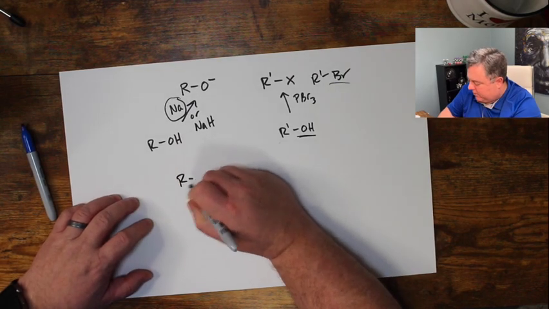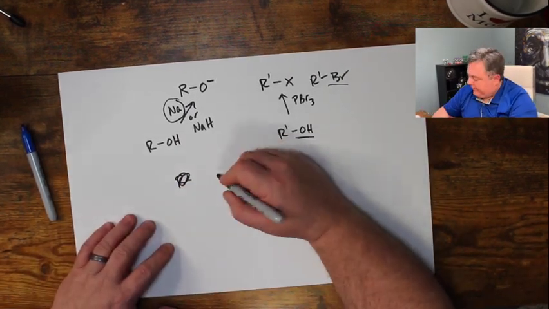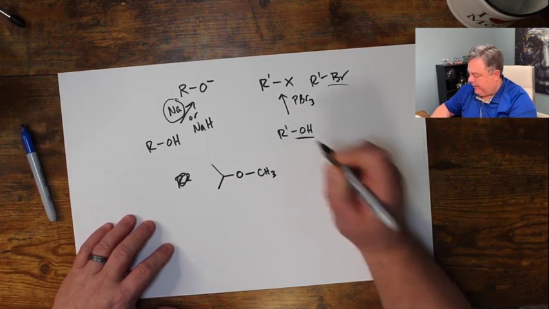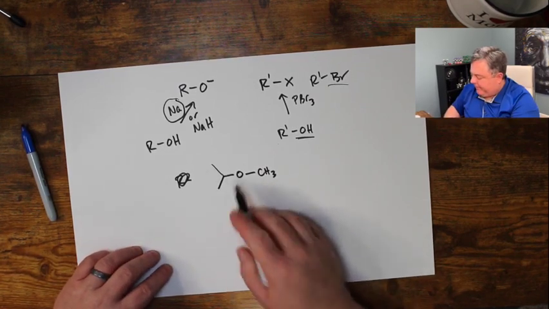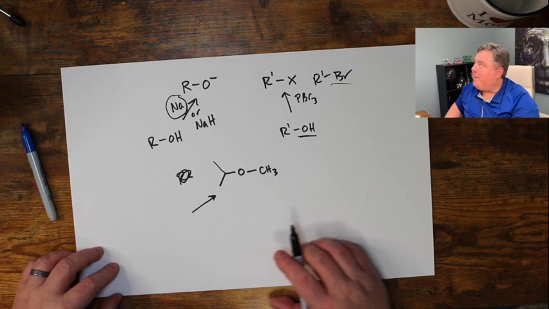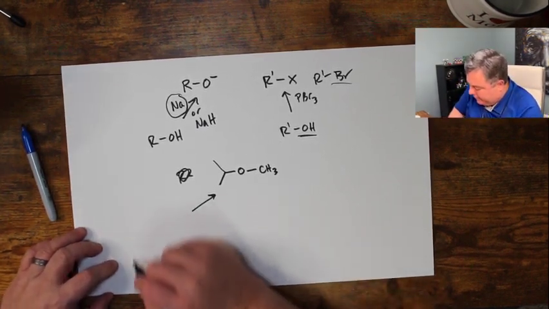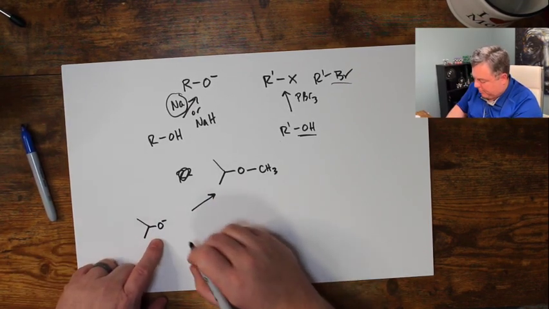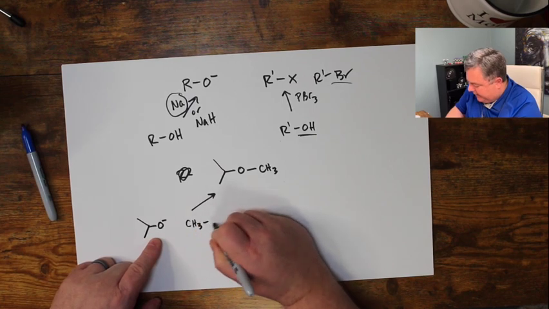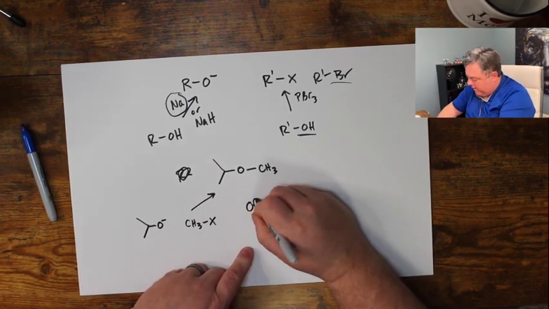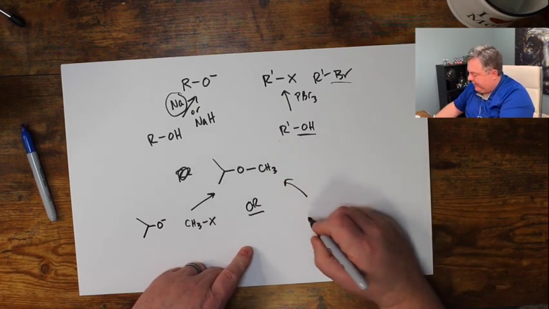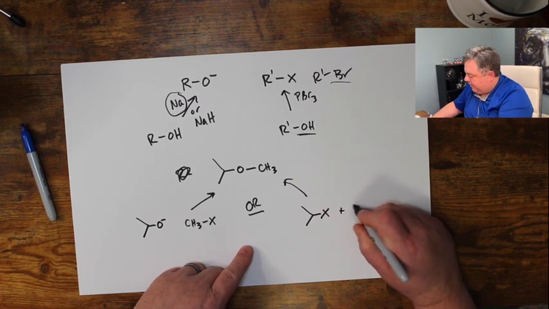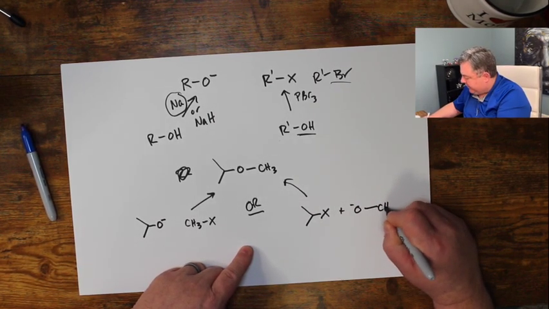So if you have an alcohol, let's just pick an example. Let's say I'm trying to make isopropyl methyl ether. Let's think about how I might try to make this compound. Well, I could potentially make my O minus the isopropoxide, and I could have CH3 with a leaving group. Or I could maybe make this by putting the leaving group on the isopropyl, and my negative alkoxide is this methyl one.